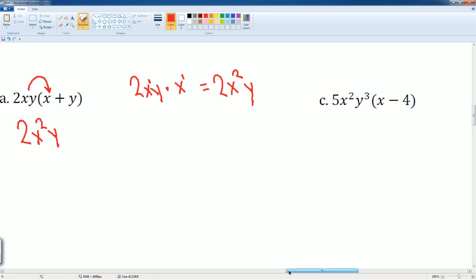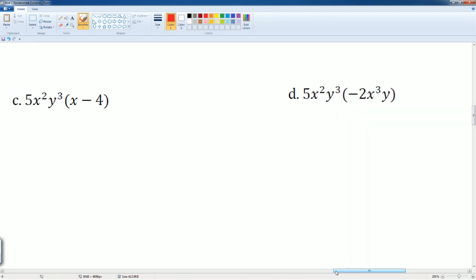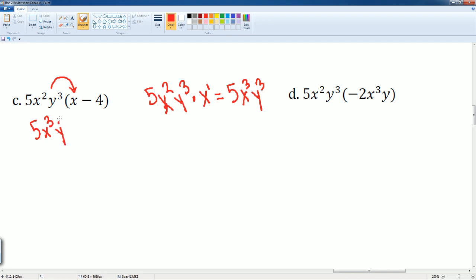Let's look at C. Wow, we have to distribute this in. Let's do that on the side because it's a big complex term. 5x squared y cubed times x is equal to what? Well, how many x's do you have here? Well, you have a number 5 first. How many x's do you see here? We have an x squared and you have an x here. So together they make x cubed. Then you have a y cubed. So the first one would be 5x cubed y cubed.